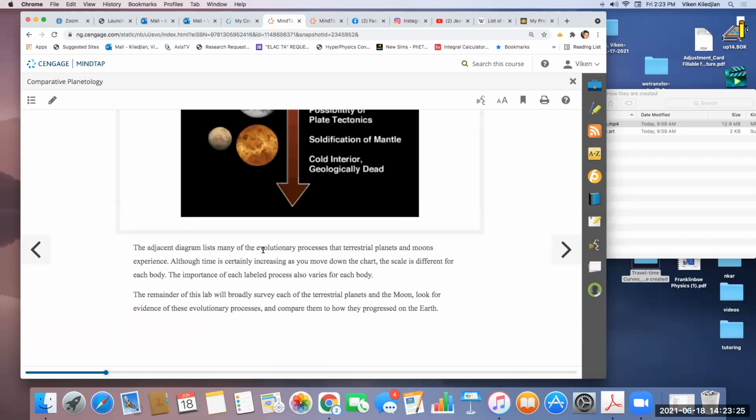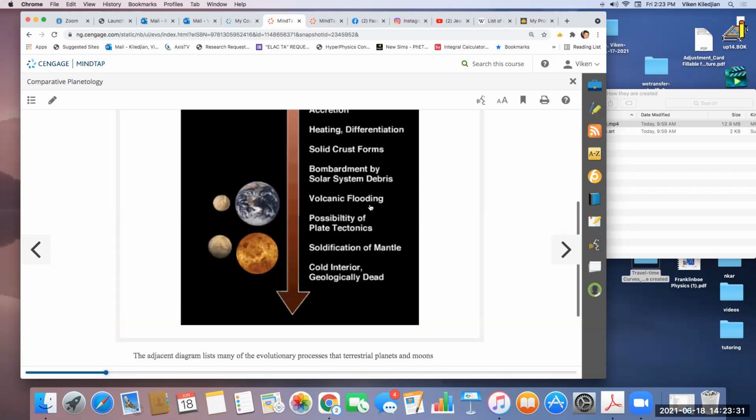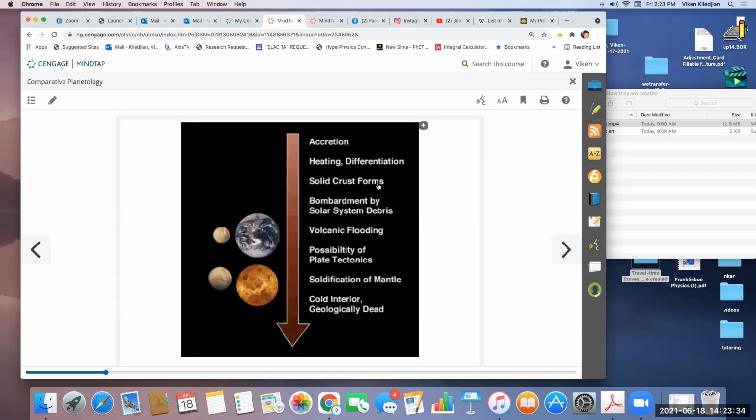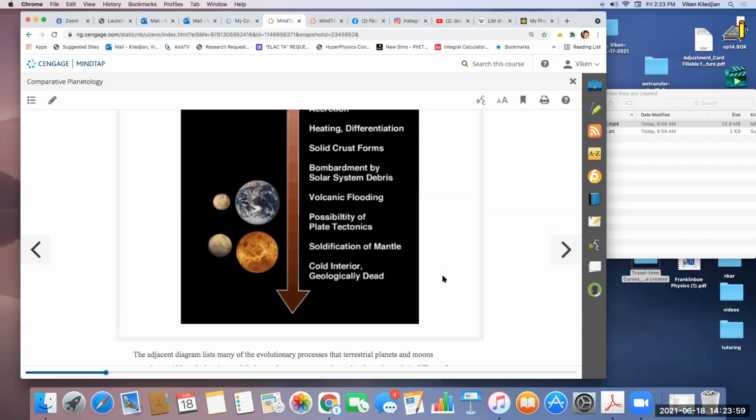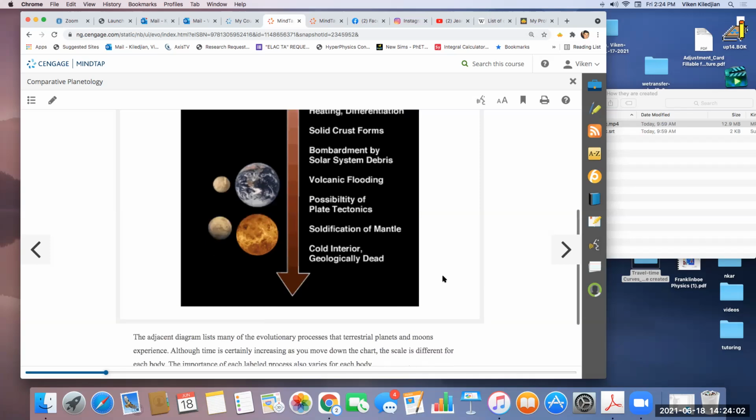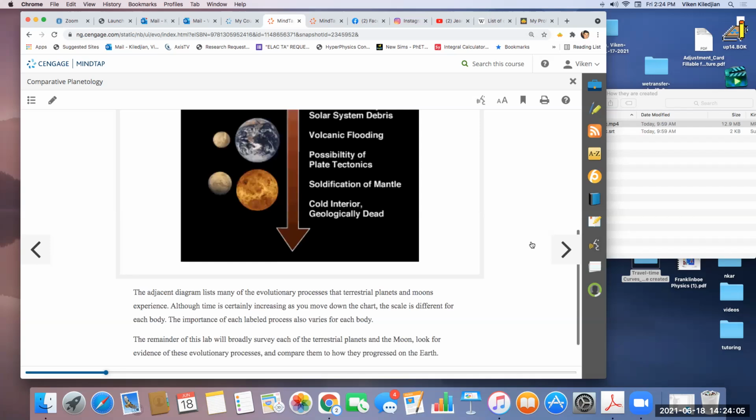The adjacent diagram lists many of the evolutionary processes that terrestrial planets and moons experience. So these ones here. Solid crust forms, heating and differentiation. Remember, differentiation means the denser material sinks, then crust forms, bombardment by the solar debris, volcanic flooding, some possibility of plate tectonics, solidification of the mantle, and then cold interior, geologically dead.